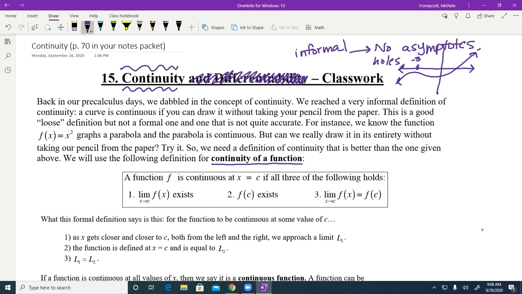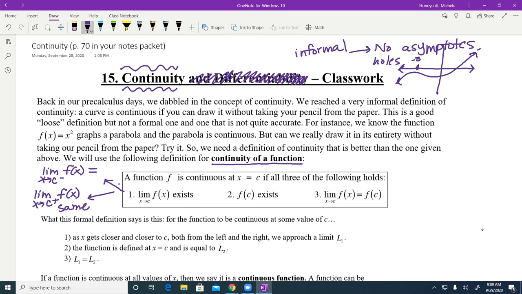The first part is that the limit as x approaches c of f of x exists. Now, to remind you, for the limit as x approaches c to exist, remember that the limit as x approaches c from the left of f of x has to be the same as the limit as x approaches c from the right. So the left and the right-hand limit have to be the same value in order for this whole limit to exist. So these two must be the same.